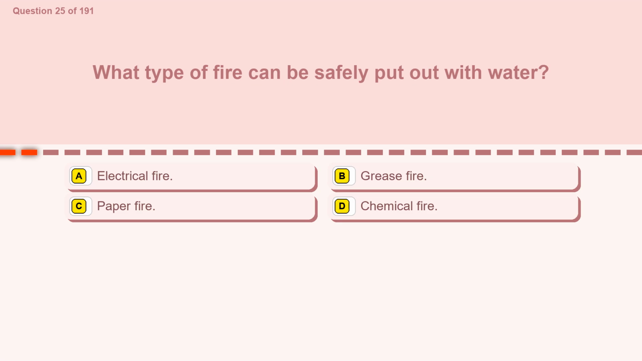Question 25. What type of fire can be safely put out with water? Option A. Electrical fire. Option B. Grease fire. Option C. Paper fire. Option D. Chemical fire.